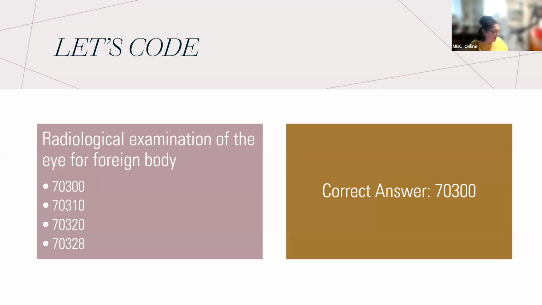So it should be 70030, because that's the eye. So if you have your book, you can go look at that one. It's right above that. 70030 is of the eye for a foreign body. I'm so sorry for that confusion. I must have misread those zeros when I was looking this up. I'm so sorry. It's okay. I shouldn't have done that.